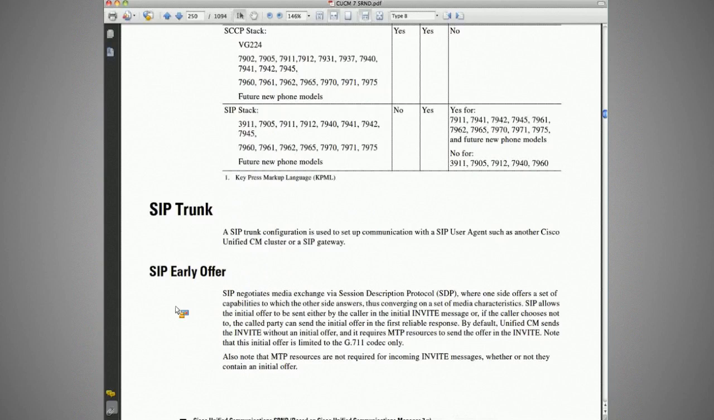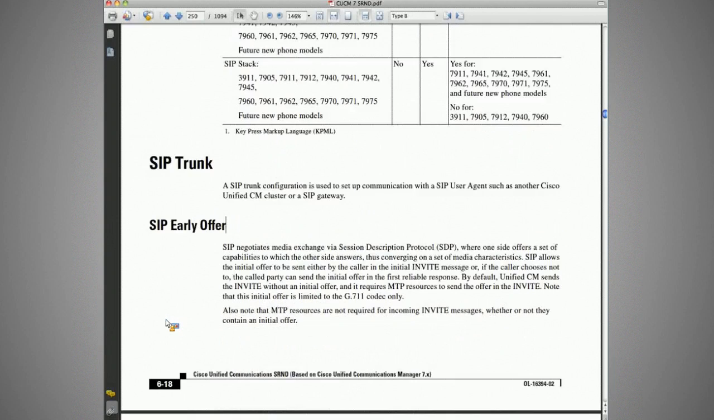Okay. Also, we need MTPs, media termination point, if we want to provide SIP early offer in outgoing messages. So note that MTP resources are not required for an incoming invite message, whether they contain an initial offer or not.